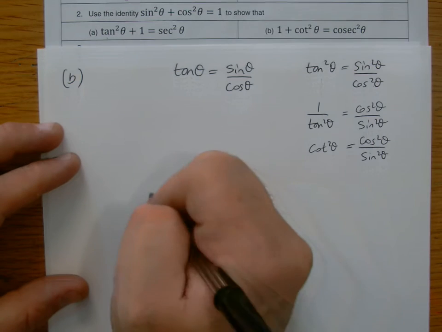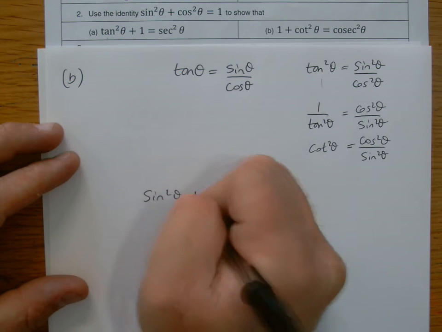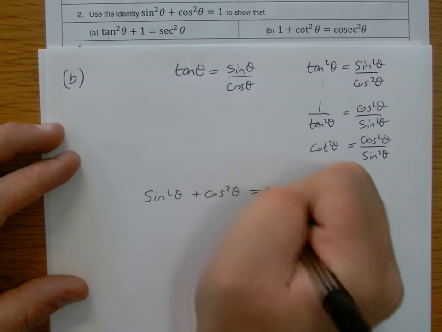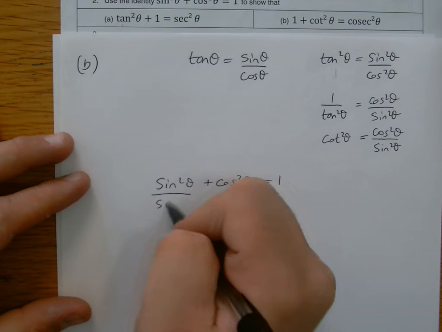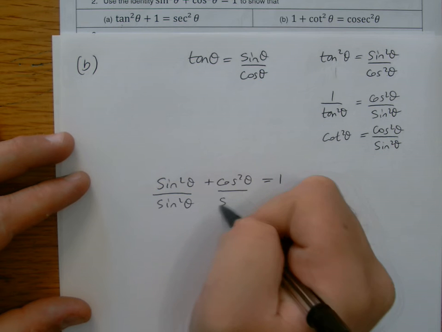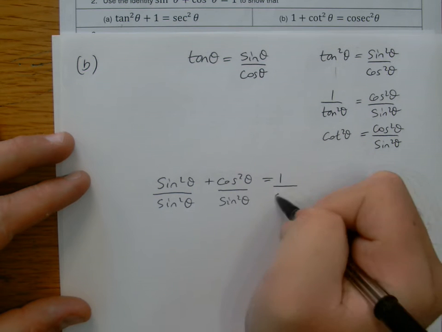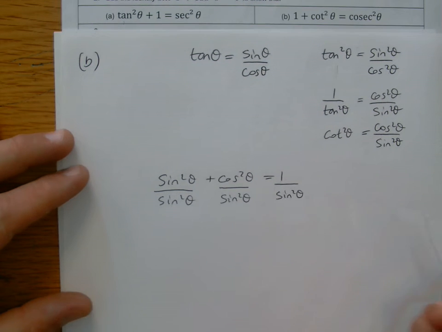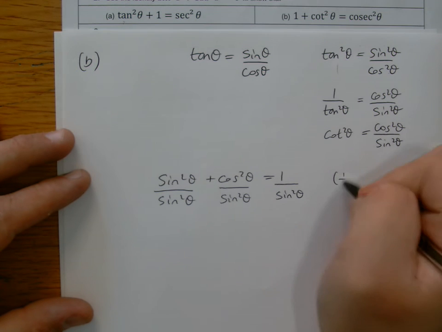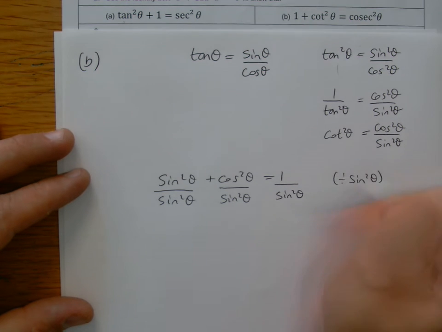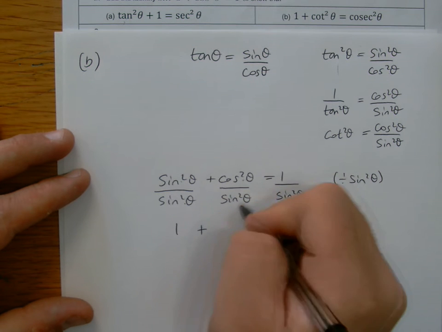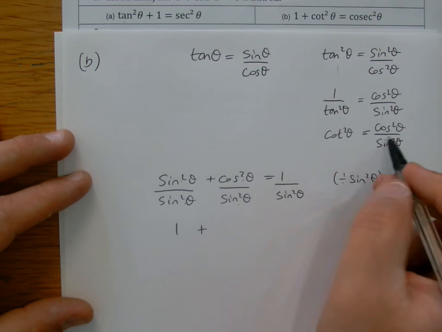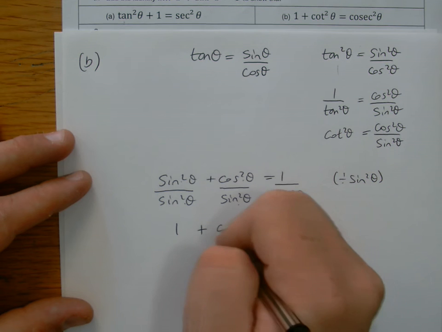So what we do then is we take the identity that we've learned from last year, and if I divide this time by sine squared, everything by sine squared, well, sine squared over sine squared is 1. Cos squared over sine squared, we've just established, is cot squared.